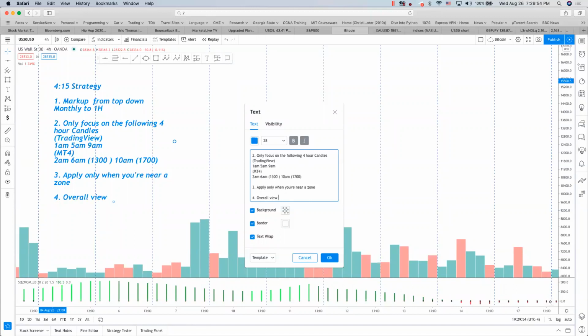Okay, so your overall view should come from the 4-hour chart, right? But your entries are going to come from the 15-minute chart. And sometimes the 5, but most of the time from the 15-minute, right? Get comfortable with understanding how candles move. And I'll explain that.